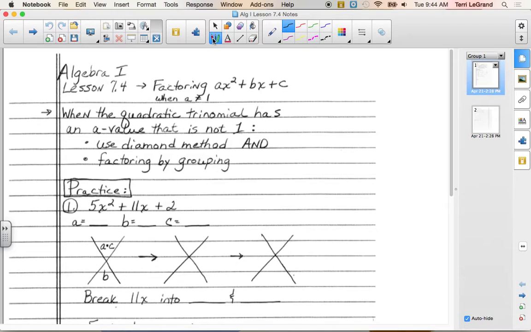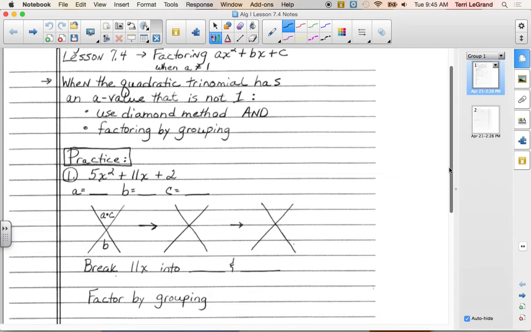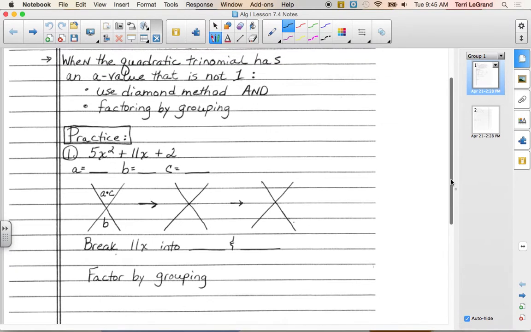Okay? So either you factor out a -1 first, if it's just a negative a squared or negative x squared, and then you can use the fact that now you have a trinomial where a is equal to 1 and you have another factor of -1. Okay, so when the quadratic trinomial does have an a value that is not 1, here's what we're going to do. Use our diamond method and factoring by grouping.